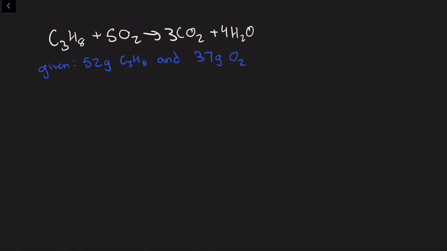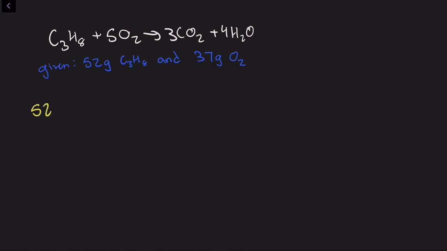Well, it really doesn't matter. It's not asking us for a certain amount, or how much of a certain product is made. We just want to know the limiting reactant. So we can choose either one of these products as long as we keep the same product for both calculations. So I'm going to do the CO2 just because 3 is the smaller number, so the math may be very slightly easier. So I'm going to start with our 52 grams.